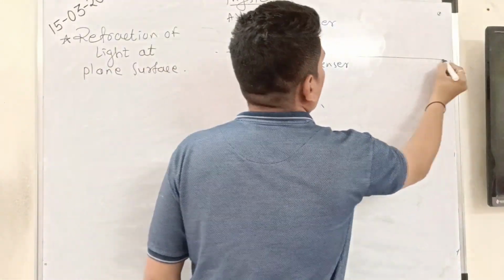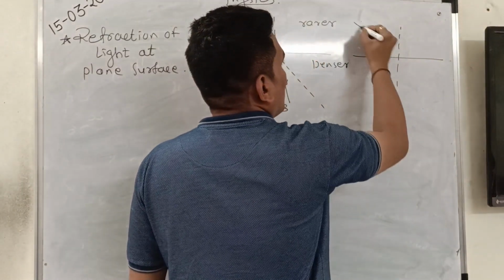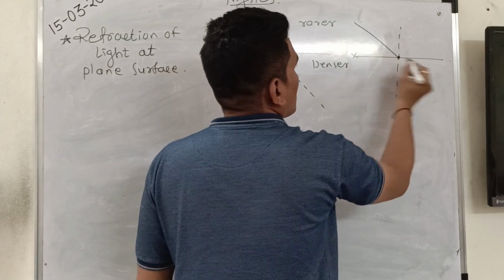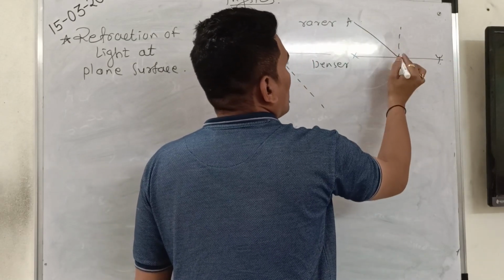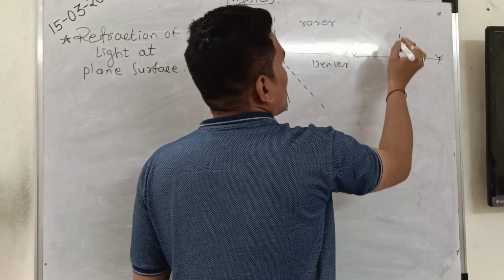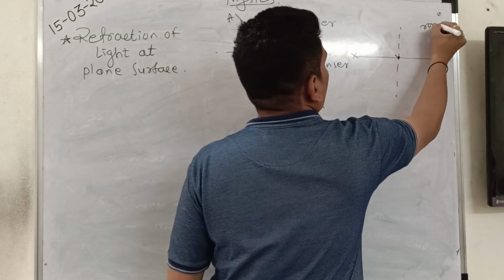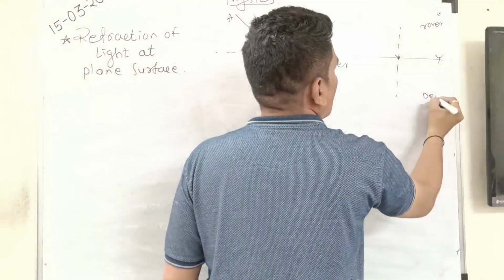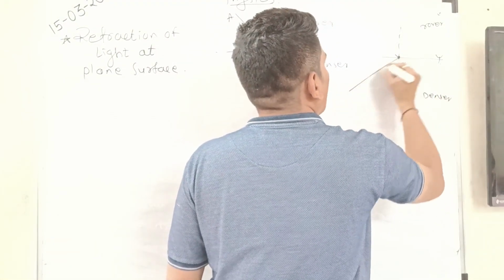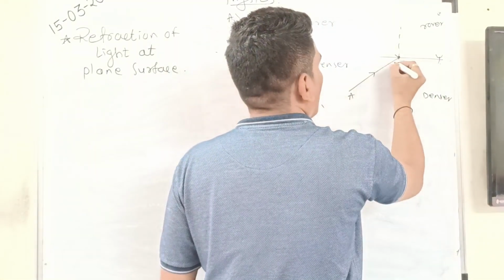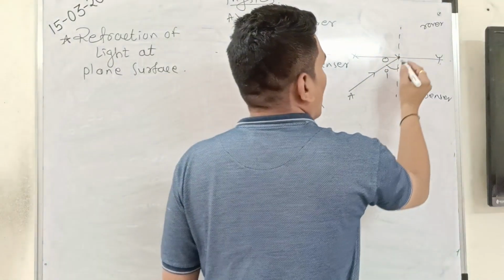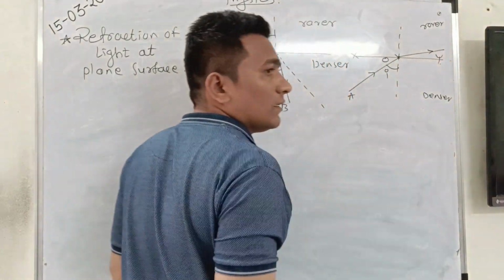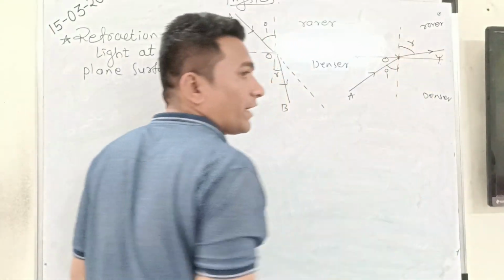And in the other case, this is the normal, point of incidence, refracting surface XY, incident ray AO. Let us say this is rarer, this is denser. This angle is called the angle of incidence, so the light ray will bend away from the normal. This angle is called the angle of refraction.